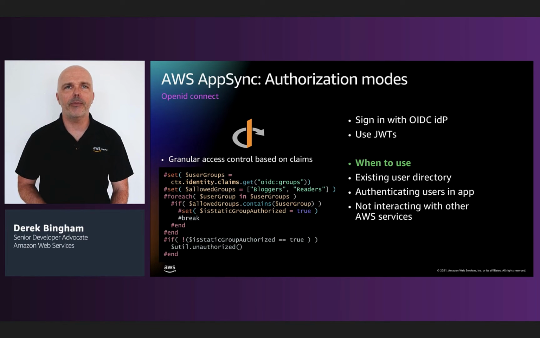In this example, we're implementing something very similar to what we had in the previous slide, with Cognito using it to group information into claims for the specific identity. Like before, we pull up groups, in this case, bloggers and readers, and we just go through the list of groups to see if they belong to one of these particular groups. And if they do, you can then grant them access. If they do not belong to any of these groups, you can use the utility method util.unauthorized to reject the request.